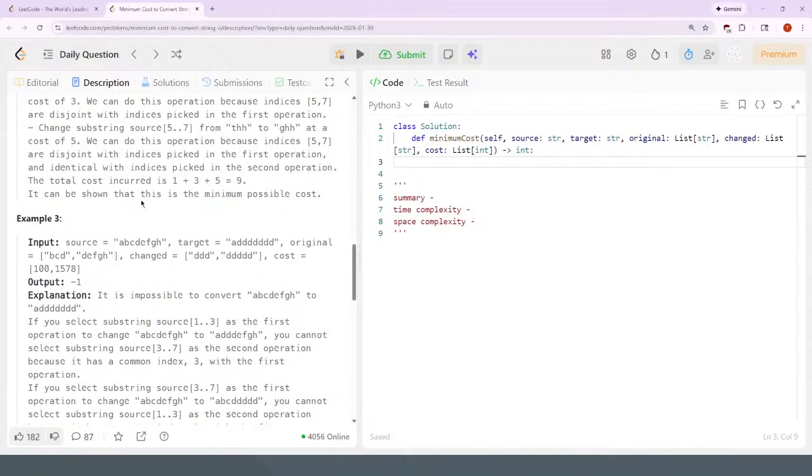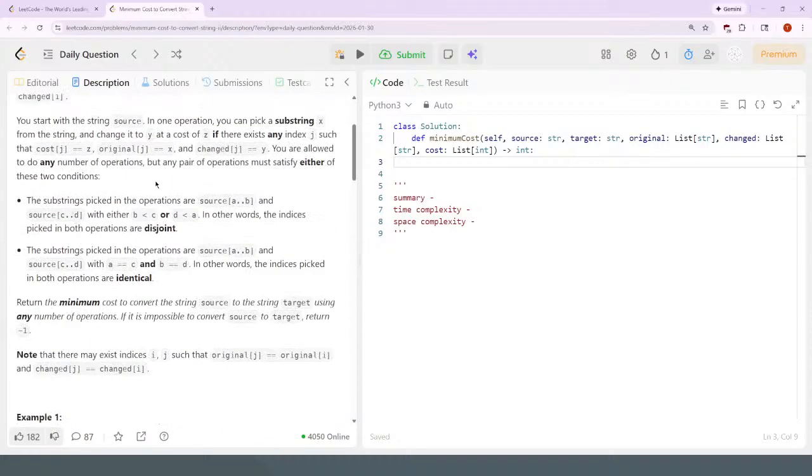Input 3. For example 3, ABCDFGH and then D's. This is impossible. Let me try to figure out what the hell the conditions are. The substrings picked in the operations are source A to B and source C to D, with either B less than C. In other words, the indices picked in both operations are disjoint.